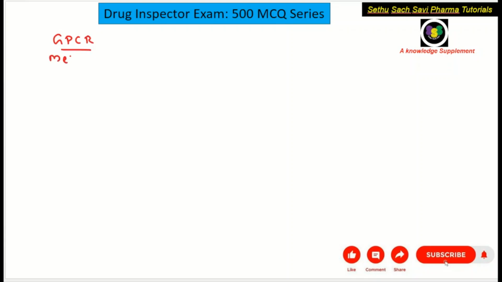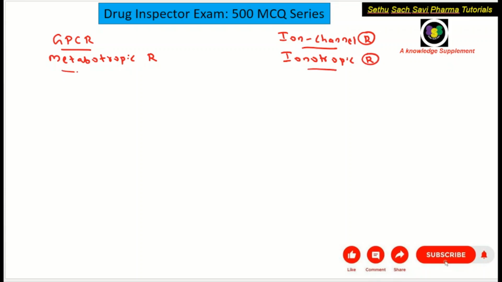G protein coupled receptor is also called a metabotropic receptor. Whereas the second most abundant receptor, the ion channel receptor, is also called an ionotropic receptor. So basically GABA has GABA A and GABA B. GABA B belongs to the G protein coupled receptor, whereas GABA A belongs to the ion channel receptor.